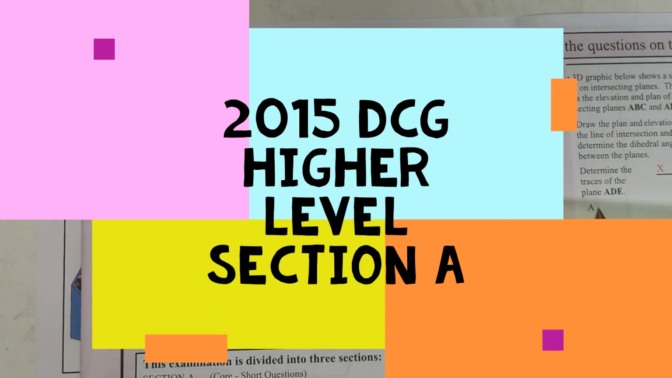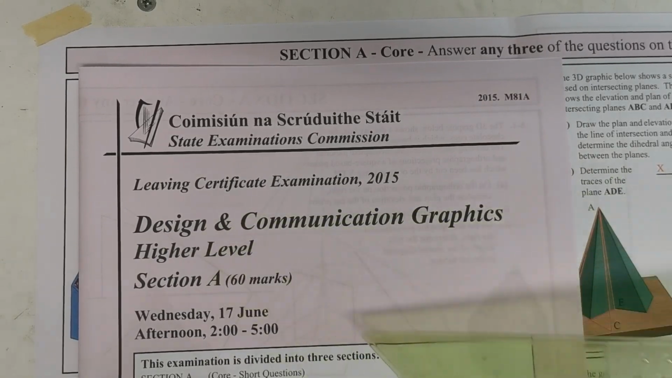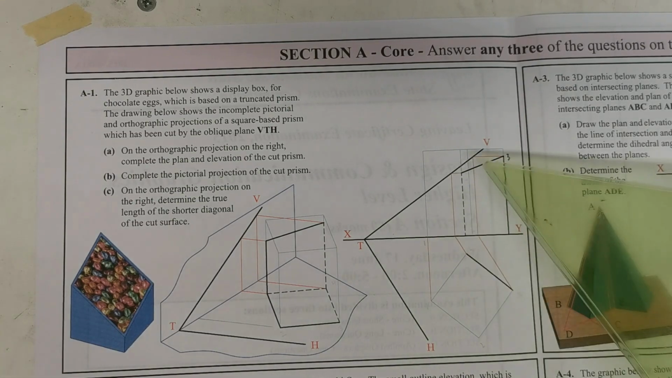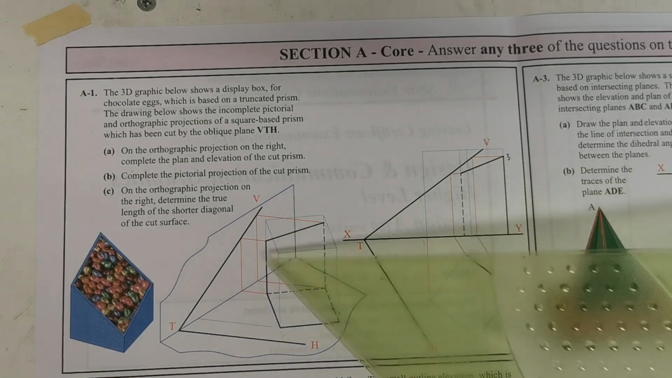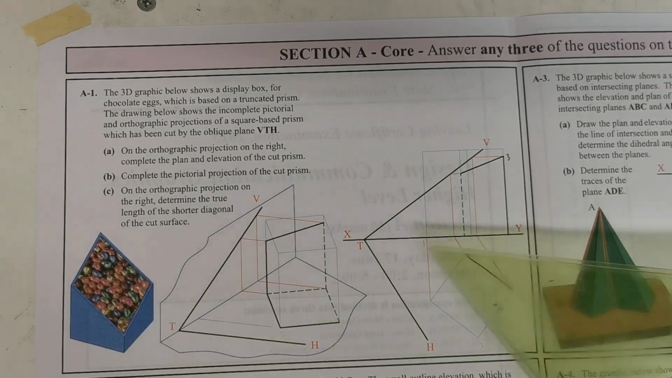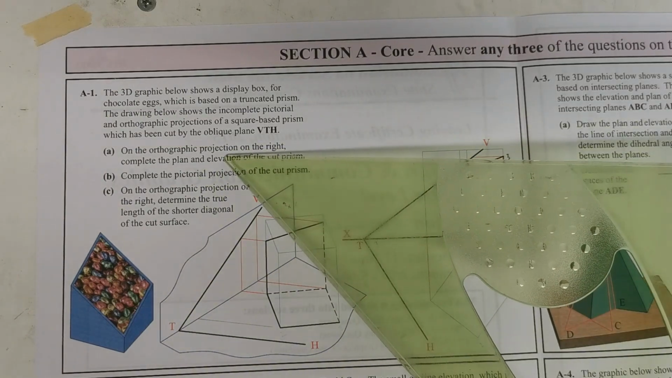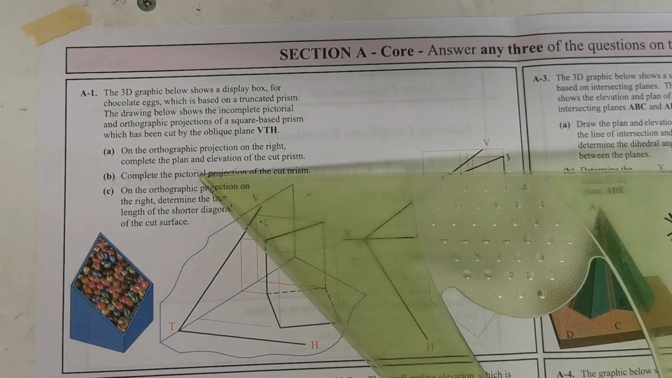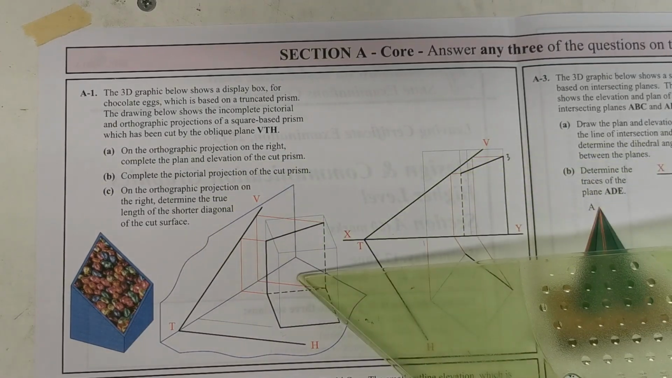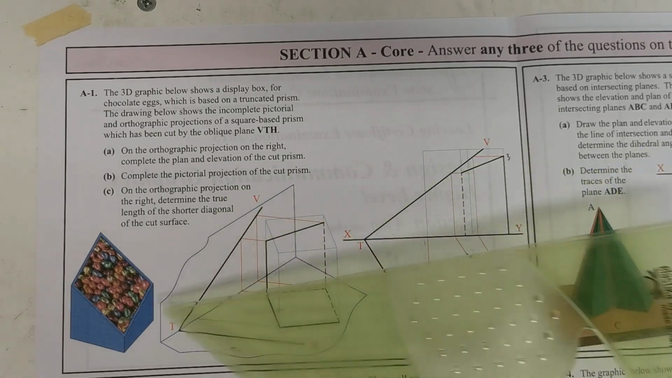All right, on this next video here, we're going to look at the 2015 DCG Higher Level Section A. So first up here was an oblique planes question, an oblique plane cutting a prism, and it looks like a square based prism there. So it said there on the orthographic on the right, complete plan elevation. Okay, so it's here, and complete the pictorial, and then get the true length of a diagonal on the cut surface.